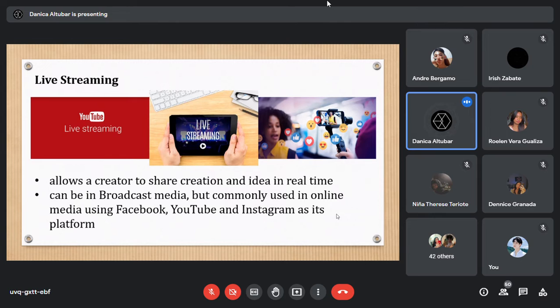Next, by the way, in live streaming, broadcast media and online media are applicable for this type of delivery. Print media is not, sorry. So for live streaming, only broadcast media and online media may be applied for this type of delivery.